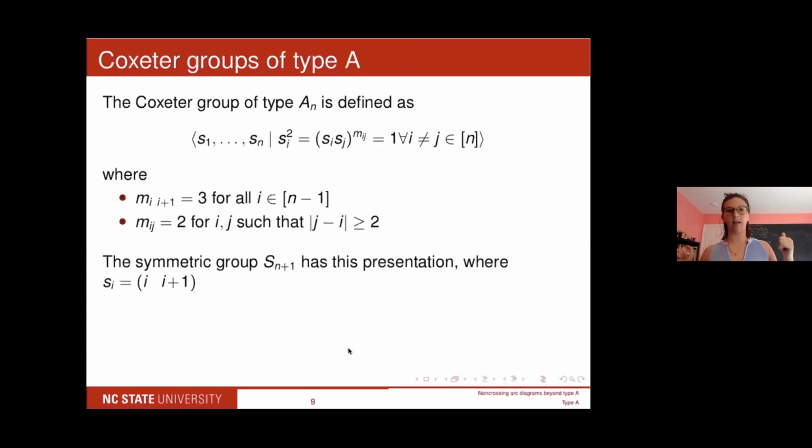And we'll actually see the presentation for a Coxeter group of type An. It's given by N generators. We've got Si squared per usual. And then for any consecutive pair of generators, the order of Si Si plus 1 is going to be 3. Otherwise, it's 2. And so thinking about Si being the transposition (i i+1), this makes sense. Disjoint cycles commute, fine. If we've got overlapping cycles or overlapping transpositions, they'll have order 3.